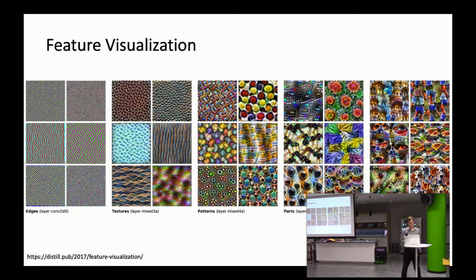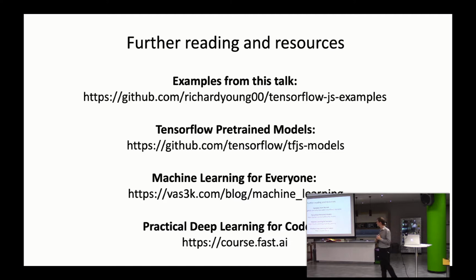Okay, so a couple of things to look at if this interests you. These examples are all on my GitHub repo over there. The TensorFlow pre-trained models are at the second URL over there. The third one is a blog post. It's quite a lengthy blog post, but it explains machine learning in simple terms. And I found that very useful because a lot of stuff on the internet has got jargon and maths and complicated things. This is also quite an entertaining read, so I encourage you to look at that.